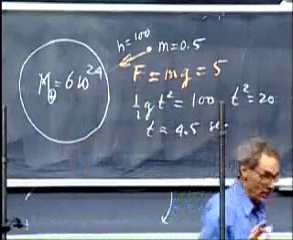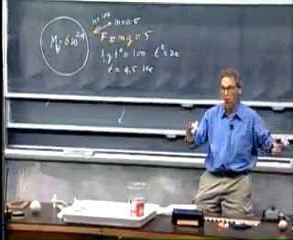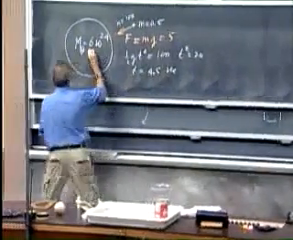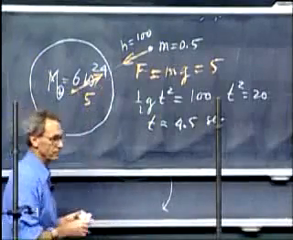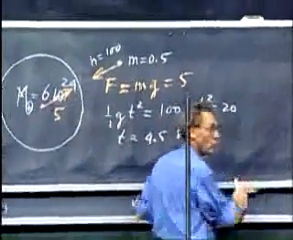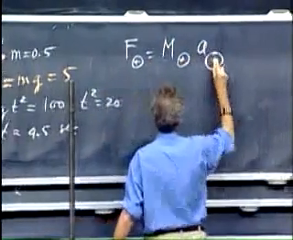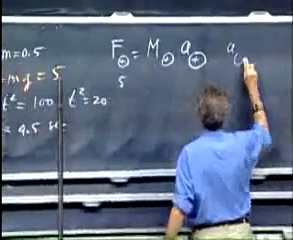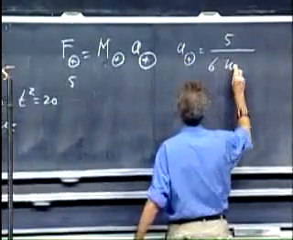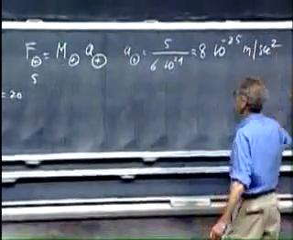So far, so good. But now, according to the third law, the Earth must experience exactly the same force as the apple does, but in opposite direction. So therefore, the Earth will experience the same force, F, 5 newton, in this direction. What is the Earth going to do? Well, the Earth is going to fall towards the apple, F equals ma. So the force on the Earth is the mass of the Earth times the acceleration of the Earth. The force we know is 5. We know the mass, 6 times 10 to the 24. So the acceleration will be 5 divided by 6 times 10 to the 24, which is about 8 times 10 to the minus 25 meters per second squared.